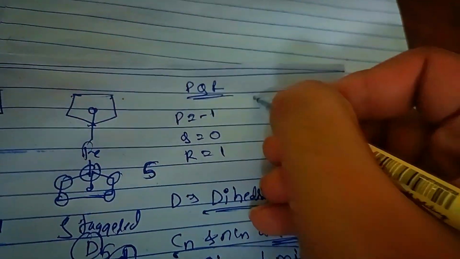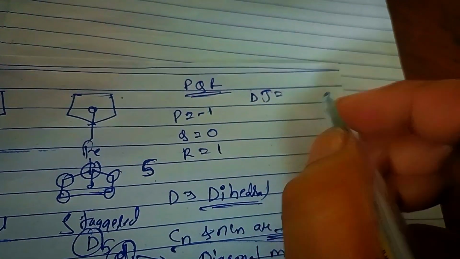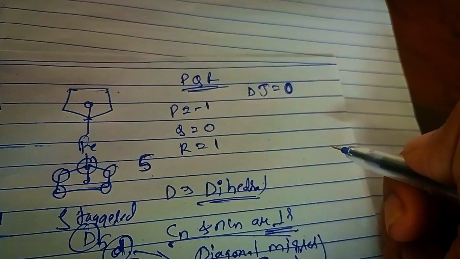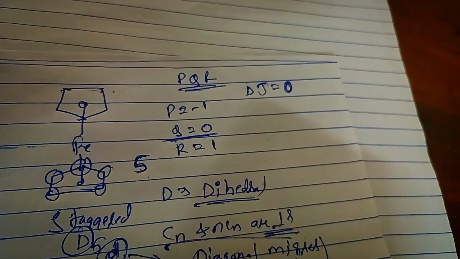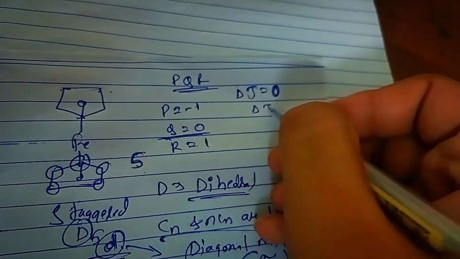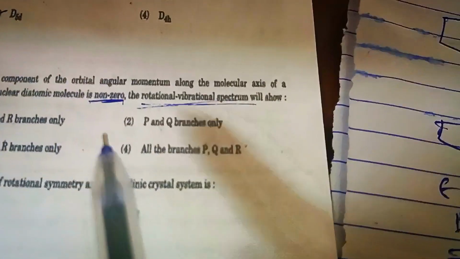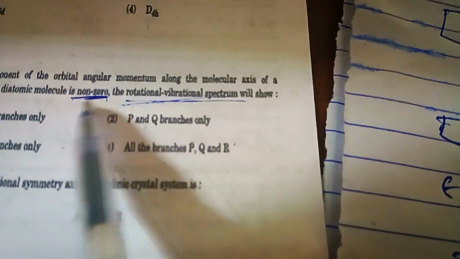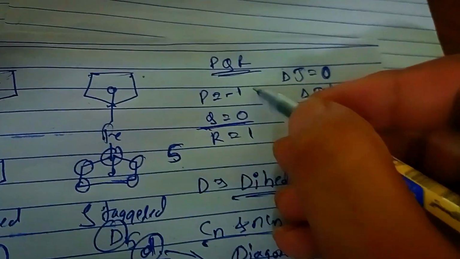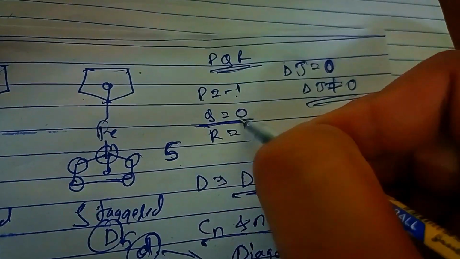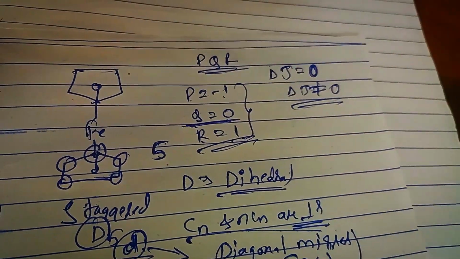For the delta J selection rule, if it is 0, then this Q will be forbidden. But here delta J is not equal to 0. They are telling in the question it is non-zero. Molecular axis will be non-zero. So here P is equal to -1, Q is equal to 0 and R is equal to +1. These three also will be allowed.